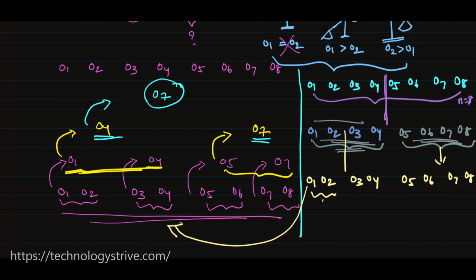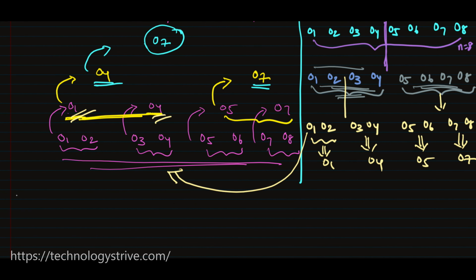So in this one we found the answer as O1, in this we found the answer as O4, in this we found O5, and in this we found O7. So then again we are combining the solutions. From this subset I found one answer, and from this subset I found another answer. Using these two subproblem answers, the solutions of these two subproblems, again I am trying to combine them to get the solution for this particular problem.